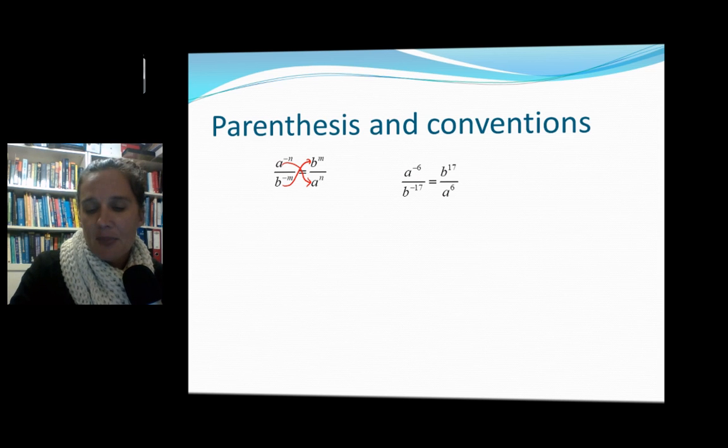So here our example, we have a to the power of negative 6, we can move to the bottom of our fraction and lose the negative. Same as what we did before. B to the power of negative 17, we move it to the top and we lose the negative there.